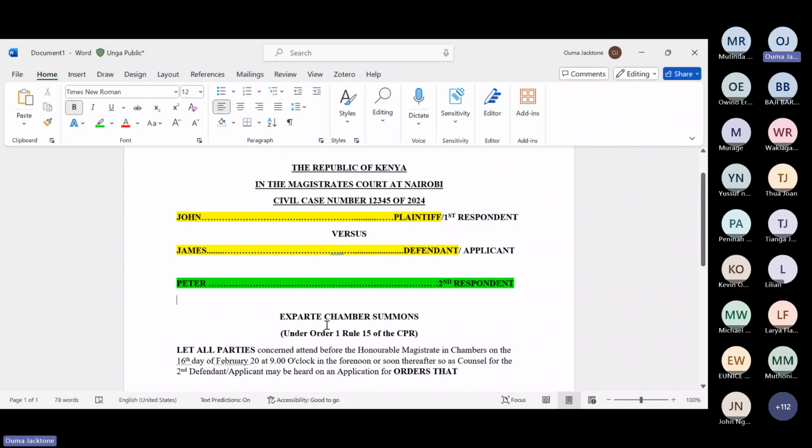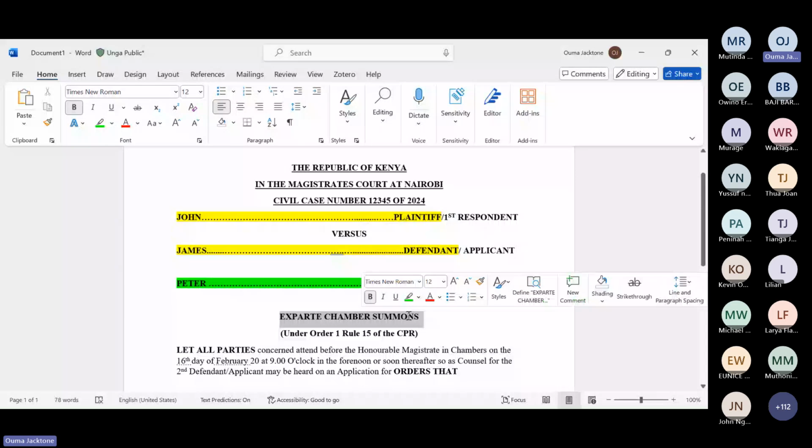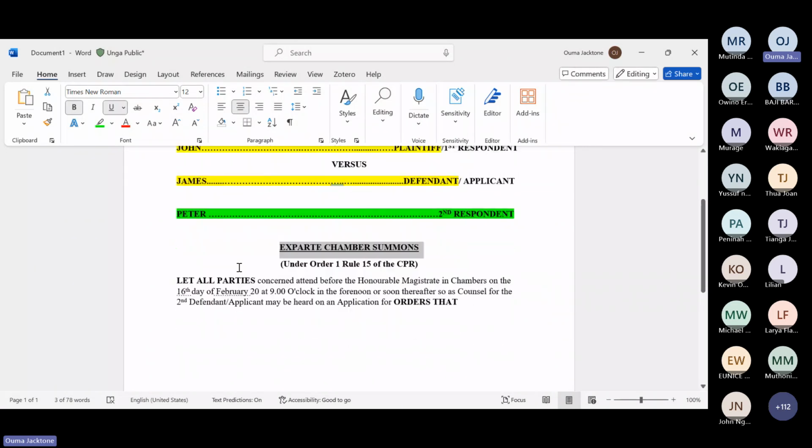Now let us go to the application itself. So you've made your application, you have your parties there, John being the plaintiff but also the first respondent, James being the applicant because he's the defendant, and then Peter, who is our proposed third party. We will not have him as a third party here yet because we have not been given the order. Okay, so you're going to have your ex parte chamber summons, right there, and it is made under Order 1, Rule 15 of the CPR.